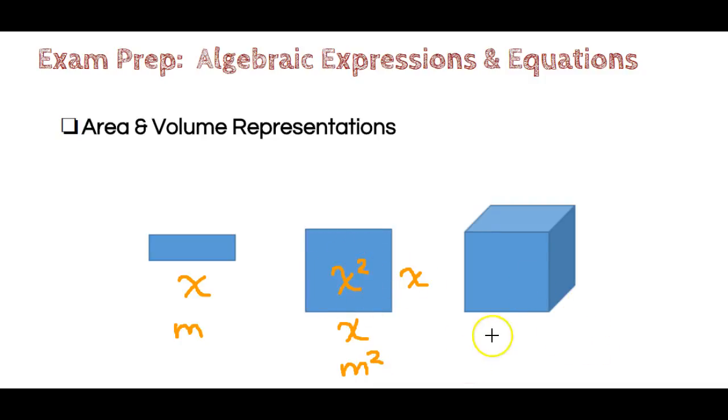So let's look at the volume and follow along the same lines. I would have my length times my width times my height here, if I'm talking about a perfect cube. So my volume here would be x times x times x, or x cubed, which is why for volume we use cubic units. So that's just a little overview relating algebra to measurement.